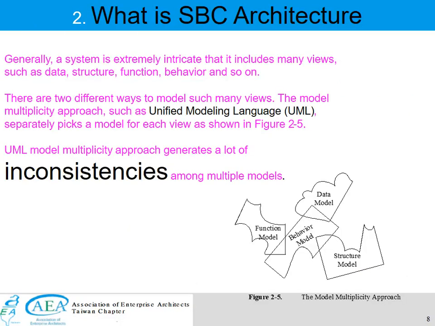Chapter 2. What is SBC architecture? In general, a system is very complicated. So there are 2 approaches to model this system. The first one is called model multiplicity approach, such as UML. The approach of UML will generally allow inconsistencies because UML uses multiple models.